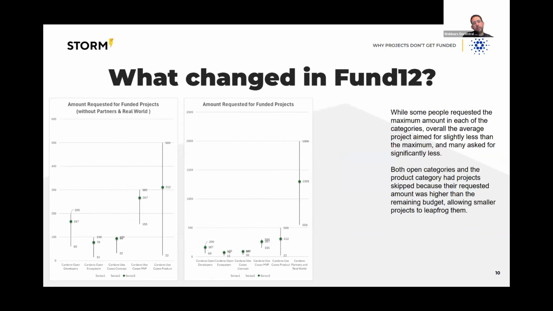What else changed in Fund 12 in terms of the amounts of ADA that were requested? I think for the most part, the trends were generally the same. When we look at the amount requested in each category, there were a few projects that requested the maximum amount for those categories. But generally speaking, most people aimed slightly below, let's say about 20% below the maximum. And that seems to be the sweet spot in terms of the community voting yes, is not being greedy, at least in the perception of things, but going slightly below.